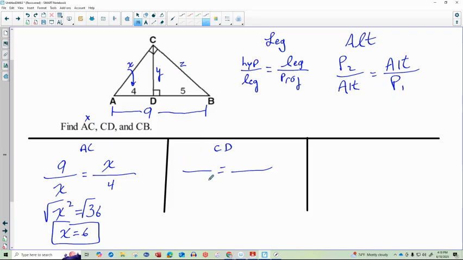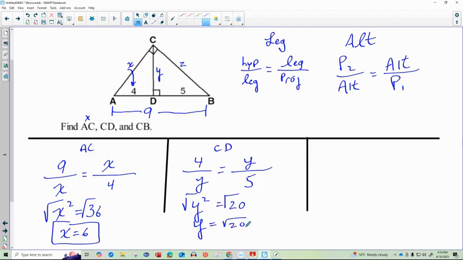So here we go. I got y is my altitude, so y goes here and y goes here. And part 1 or part 2, doesn't matter, is 4 and 5. If I mix up the 4 and 5, it really doesn't matter because we're just multiplying. So I end up with y squared is equal to 20, square root, and I get y is equal to the square root of 20.